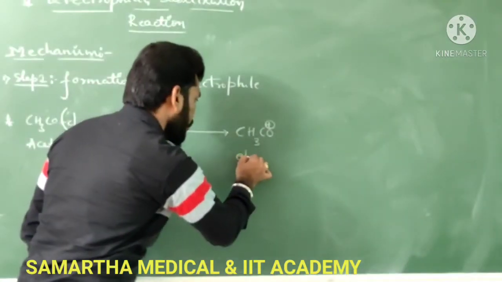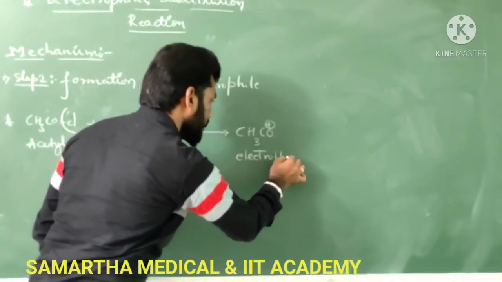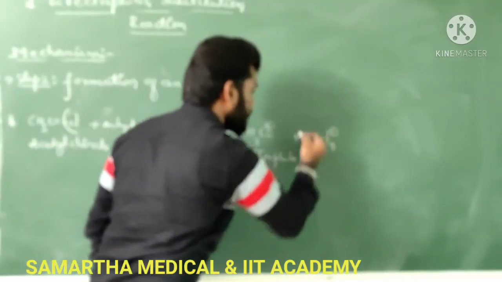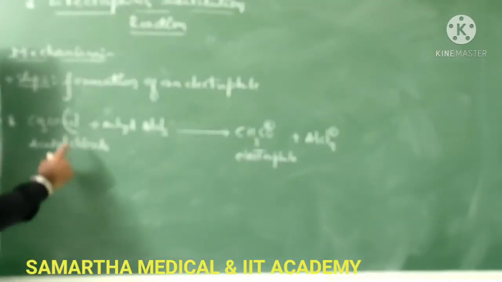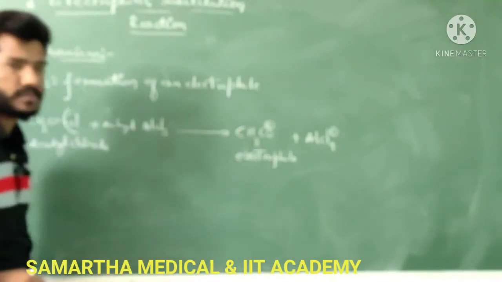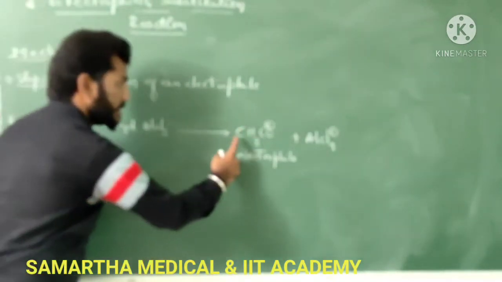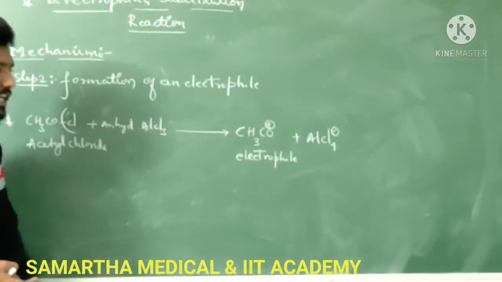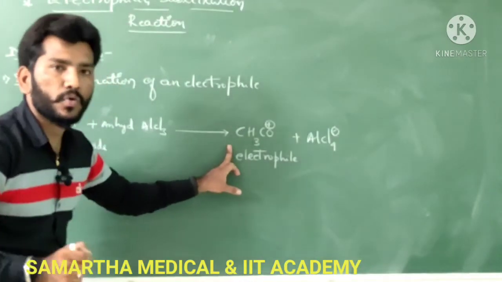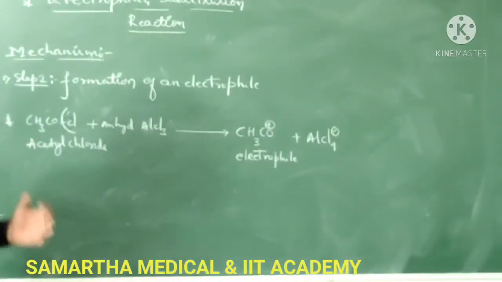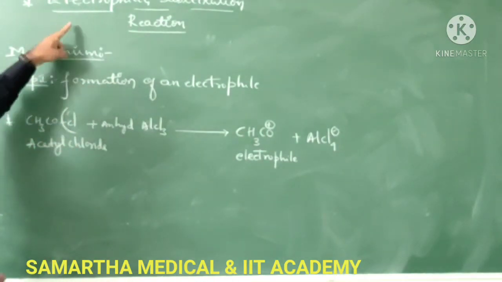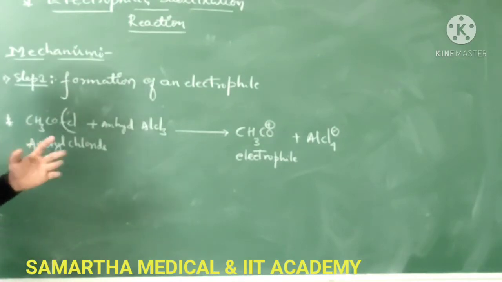So we get our actual electrophile CH3CO plus, and the byproduct AlCl4 minus. Why? Because that Cl has been connected with AlCl3, which becomes AlCl4 minus. Thereby this acetyl carbocation, CH3CO plus, has been formed. Acetyl carbocation is the electrophile we get in the Friedel-Crafts acylation reaction, which is nothing but an electrophilic substitution reaction. So this is the first step.